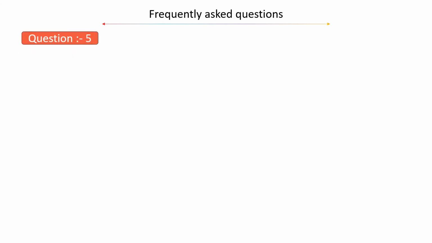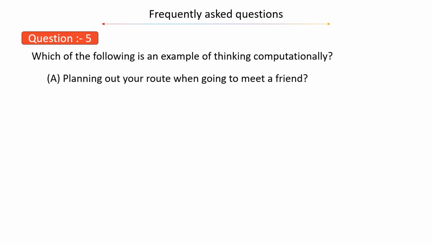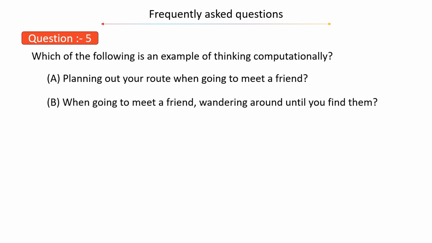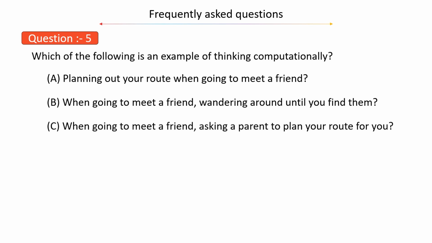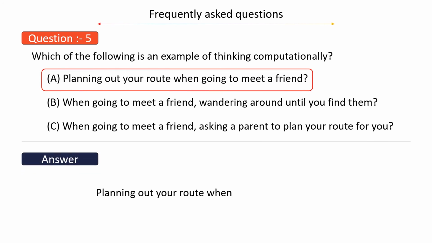Question 5. Which of the following is an example of thinking computationally? A. Planning out your route when going to meet a friend. B. When going to meet a friend, wandering around until you find them. C. When going to meet a friend, asking a parent to plan your route for you. Answer: option A. Planning out your route when going to meet a friend is an example of thinking computationally.